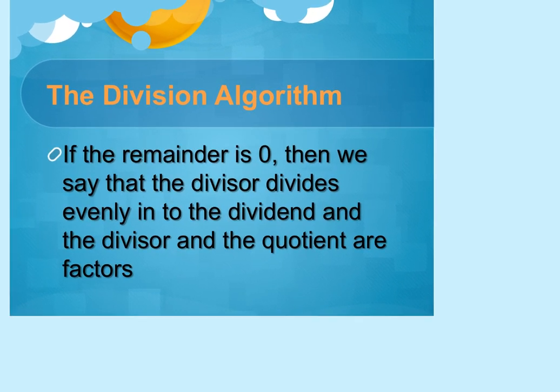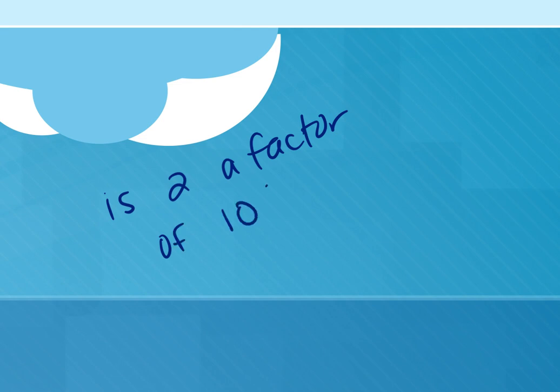If you think about this in terms of a numeric value, if I asked you is 2 a factor of 10, what would you be looking for? How do you know it's a factor? If it divides evenly into it, right? Does 2 go evenly into 10? Yes, because it has a remainder of 0, it's a factor. So it's the same concept.